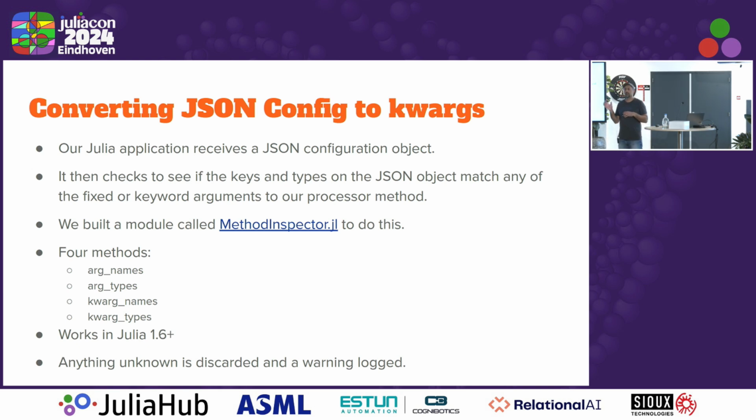You pass it a method, so not a function, but a method of a function, and it'll tell you the names of the positional arguments, the types of the positional arguments, or the names of the keyword arguments, and the types of the keyword arguments. And so we use that a lot to do this kind of introspection to figure out whether a method exists at all, right? When you pass in the JSON, does a method exist that can do that kind of modeling that has been requested by the JSON? And by doing it this way, we can update the Java code independently of the Julia code, and the Julia code independently of the Java code.